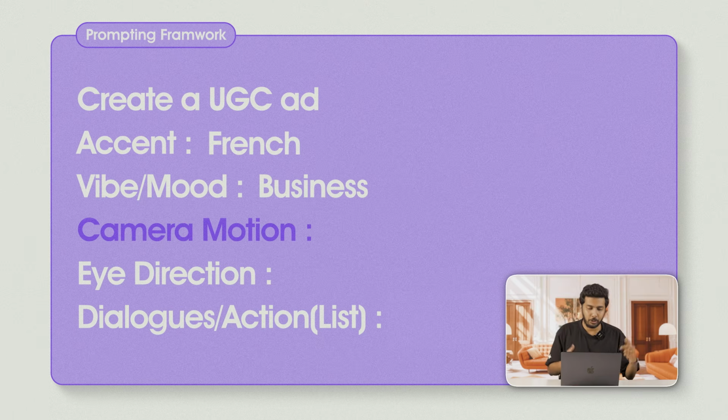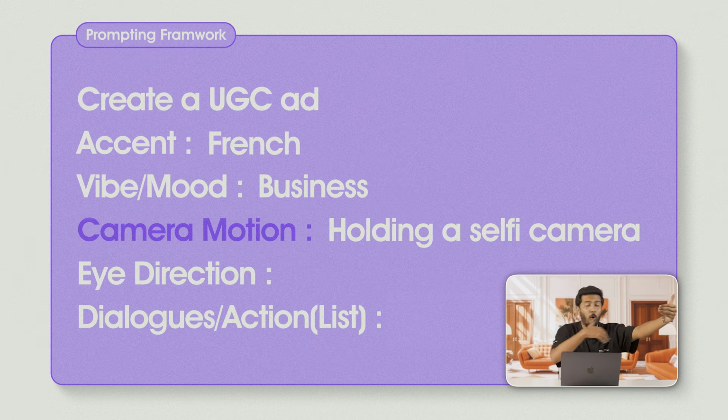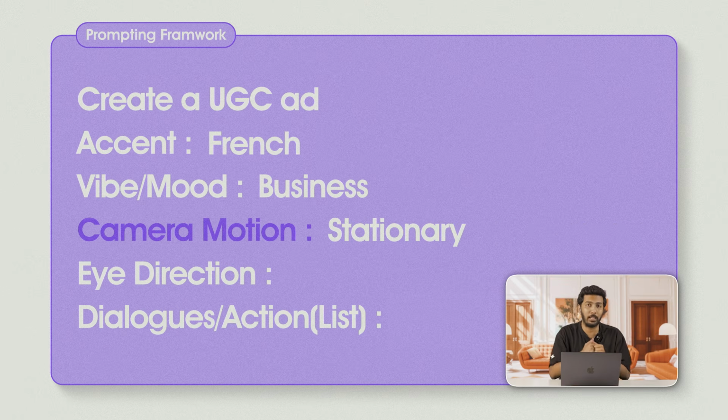Next up, we have camera motion. Camera motion is again straight to the point. Do you want the influencer to be holding a selfie camera and walking while talking? Is that something that you want, or do you want it stationary? Do you want it kept in one place? Do you want no motion at all? Type the camera motion over here.